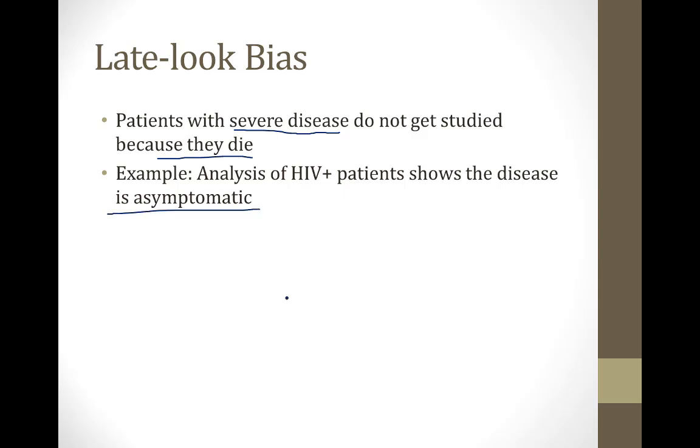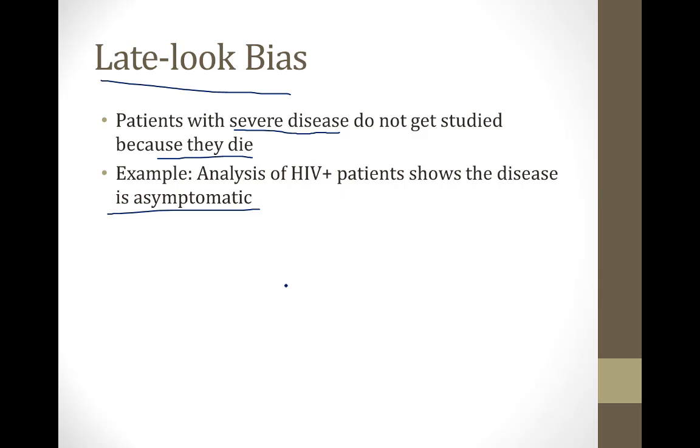This survey could be suffering from the late look bias because patients who have severe forms of the HIV infection would have died, and therefore they are not responding to our survey, and patients who have less severe forms of the infection are more likely to be alive and able to respond to the survey. It's called the late look bias because you are looking at patients late in the course of the disease who have survived the early phases.